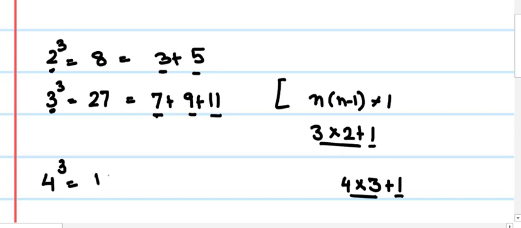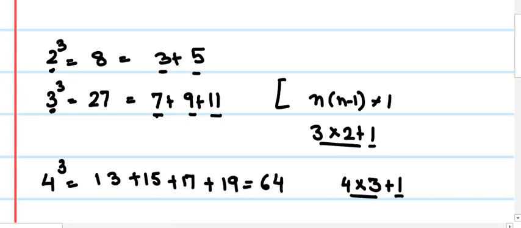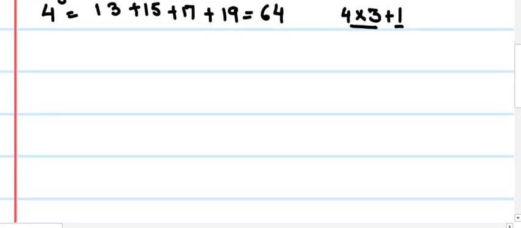13. So my first number will be 13, then the next odd number 15, then 17, and the next odd number 19. How many odd numbers do I have to select? 4 odd numbers I have to select, and if you add them, I will definitely get the result 64, which is 4 cube.